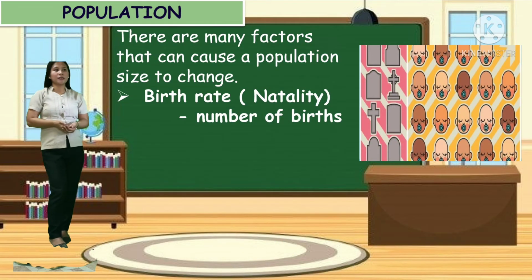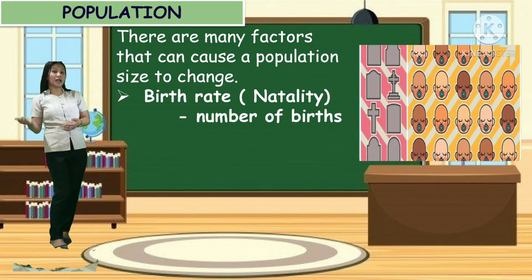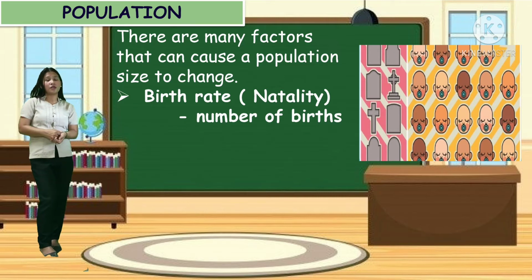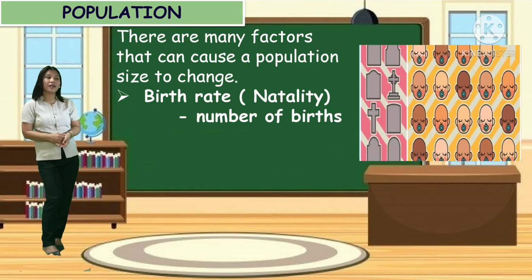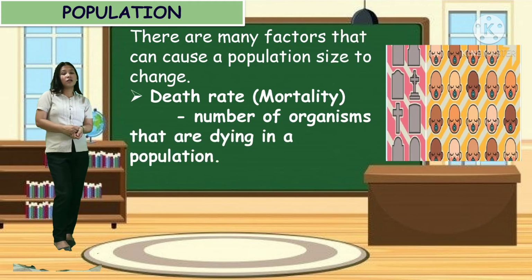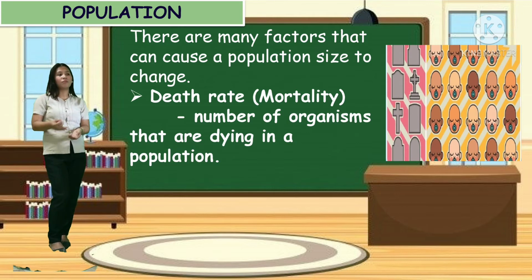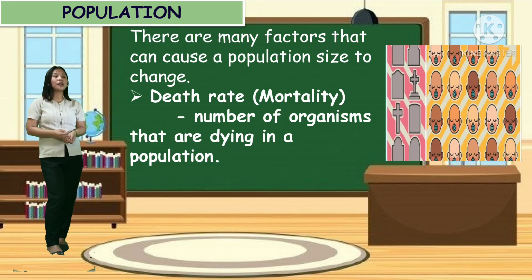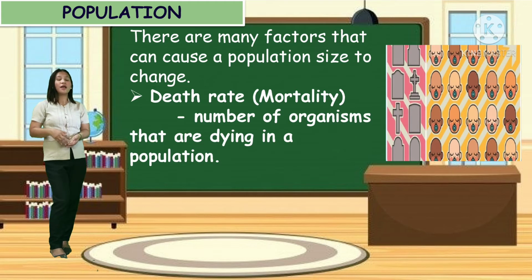There are many factors that can cause a population size change. The first one is the birth rate or the natality. It is the number of births. We also have the death rate or the mortality. It is the number of organisms that are dying in a population.